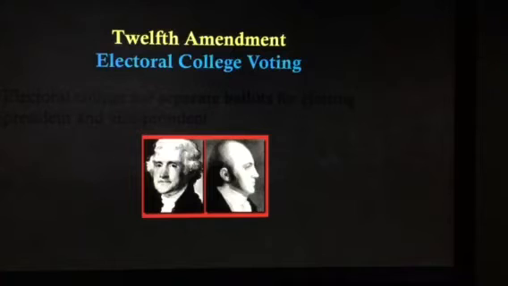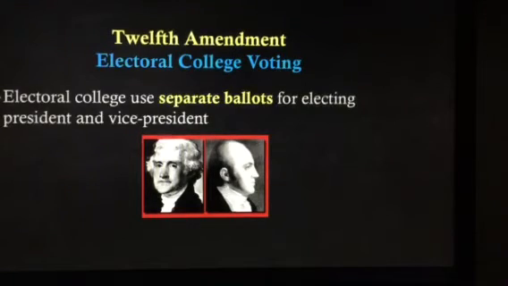The 12th Amendment is very important. This has to do with the Electoral College voting process, that the electors will use separate ballots for electing the president and the vice president. Originally in our Constitution, the runner-up in the electoral voting would automatically be the vice president to the winner of the electoral voting, who would be the president. But this was when our country had no political parties, when our Constitution was written.